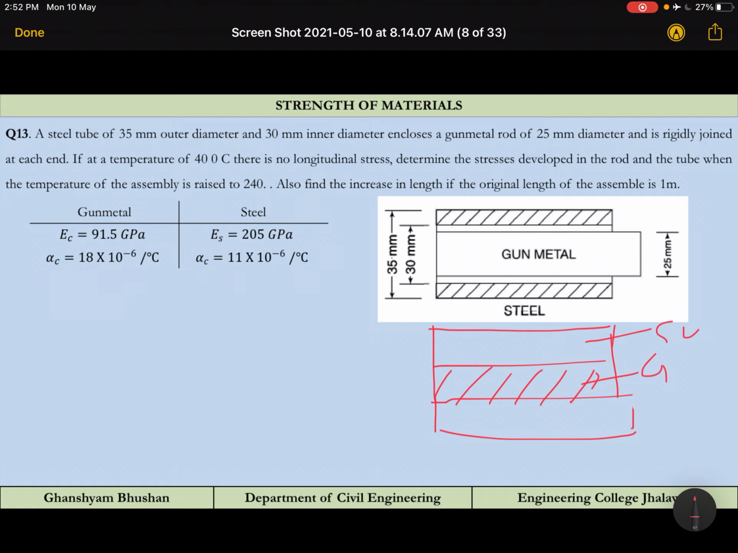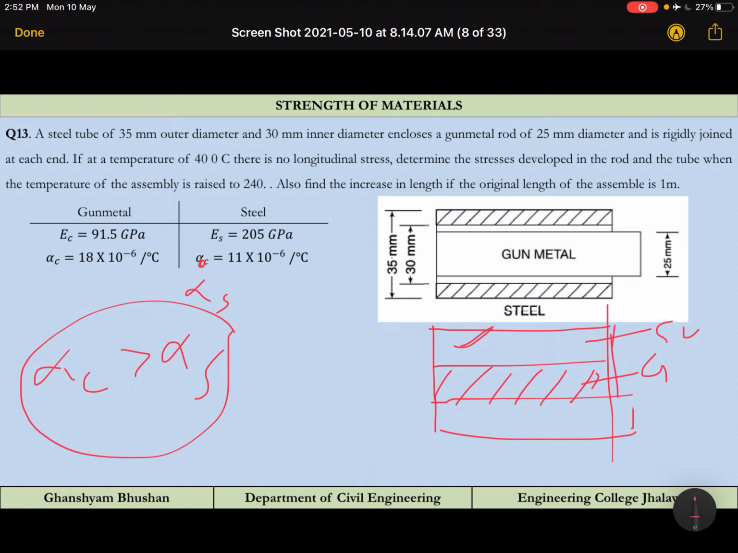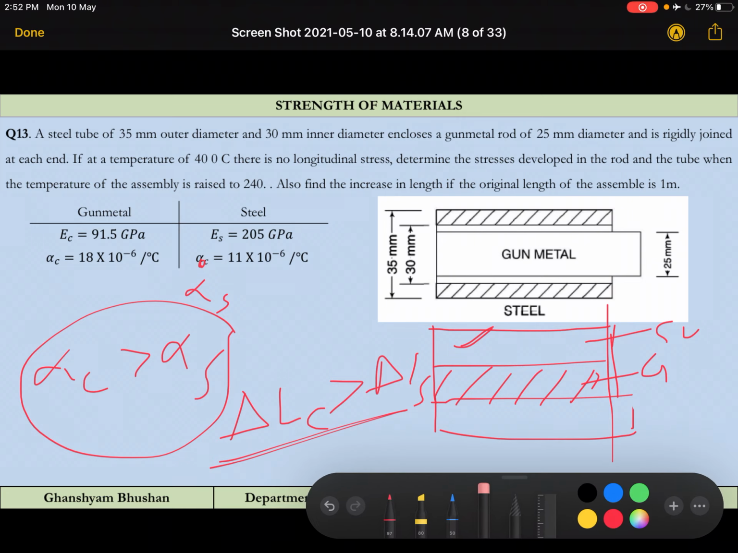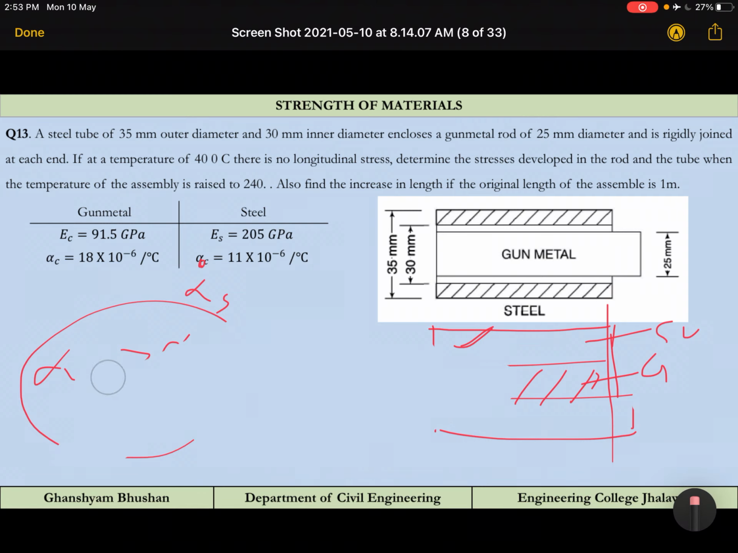Now if the temperature is being raised, let us see, this is your fixed support. Due to different alpha, this is steel, alpha c is greater than alpha s. That means if length is same and temperature rise is same, then delta L of copper will be greater than delta L of steel. So copper will expand more and steel will expand less as compared to each other.